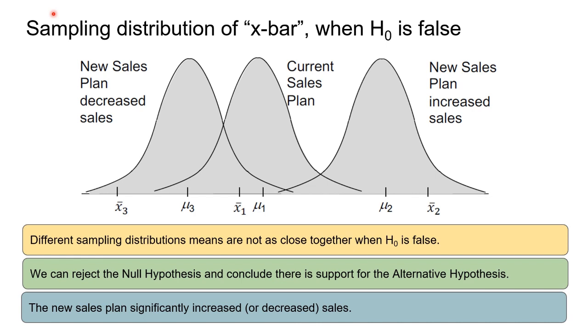So if we put this into words again, different sampling distribution means are not as close together when the null hypothesis is false. We can reject the null hypothesis and conclude that there is support for the alternative hypothesis. The new sales plan significantly increased or decreased sales.